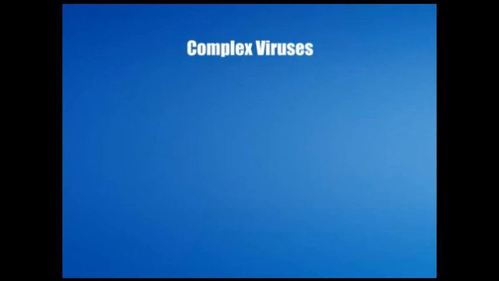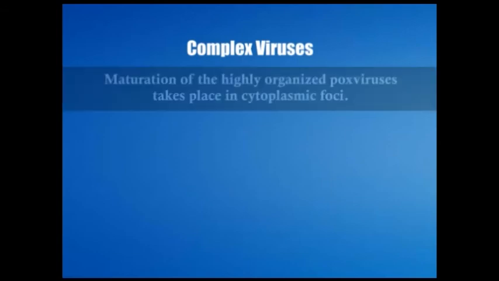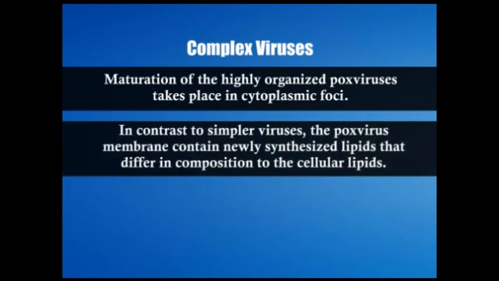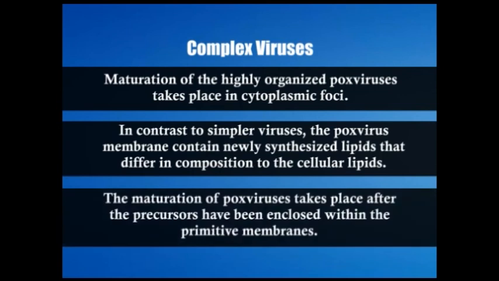So now we'll come to the complex viruses. Maturation of the highly organized pox viruses takes place in the cytoplasmic foci. In contrast to simpler viruses, the pox virus membrane contains newly synthesized lipids that differ in their composition from the cellular lipids. So the maturation of the pox viruses takes place after the precursors have been enclosed within the primitive membranes.